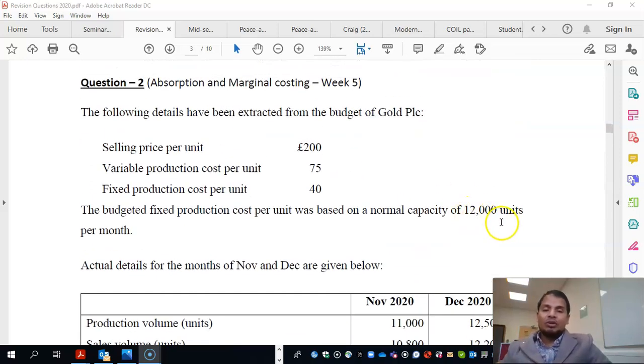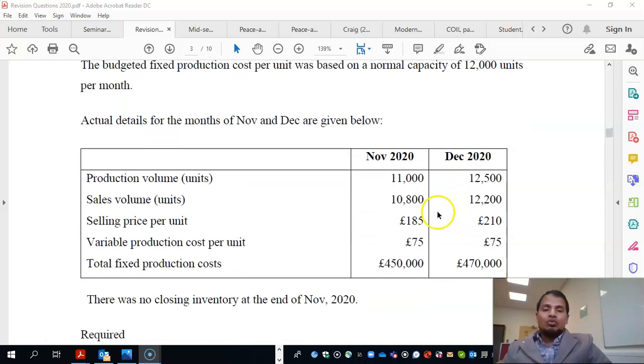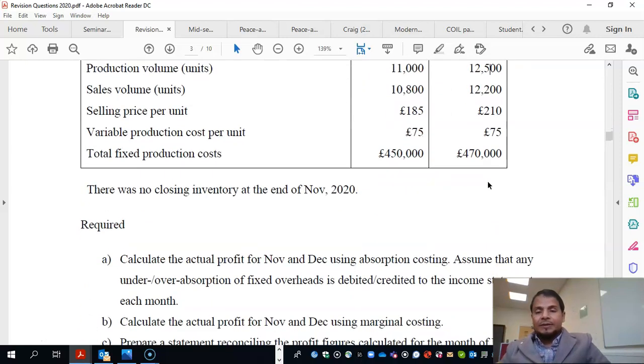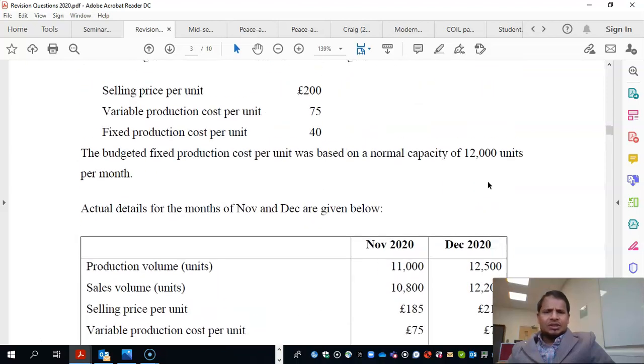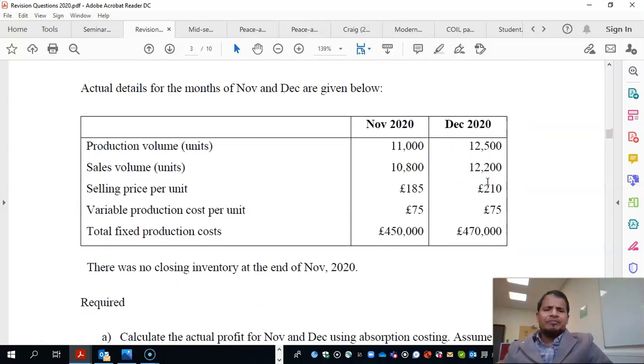As we have budgeted 12,000, but actually we produced 11,000 and 12,500. So if we produce less, obviously it will create under absorption. If we produce more, it will create over absorption. And if it is under absorbed, then we have to add the remaining cost, that is fixed cost. And if it is over absorbed, we have to deduct. All right. So yes, let's see.